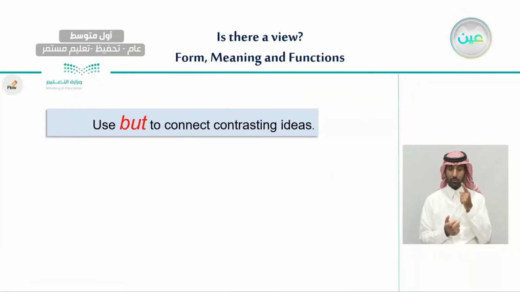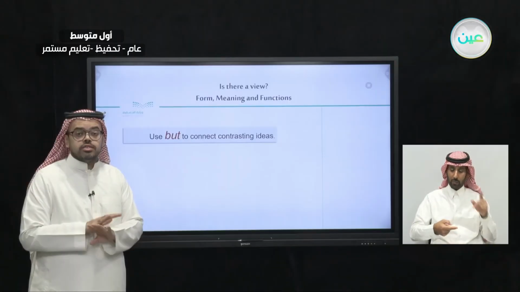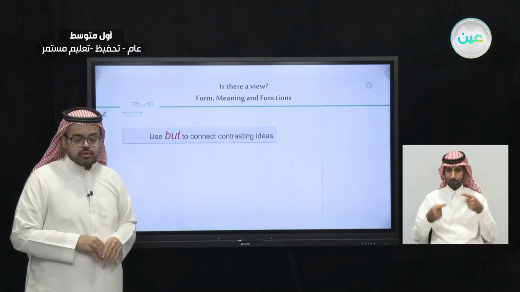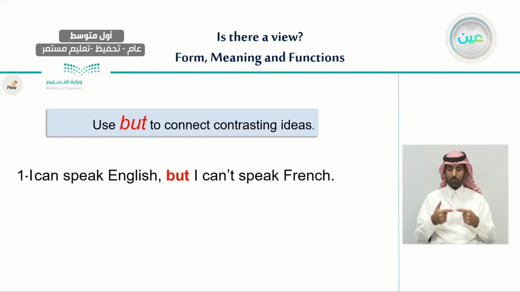The other conjunction word we have is but. And we use but to connect contrasting ideas, ideas that are not similar together. For example, I can speak English, but I can't speak French. So here are two opposite things.